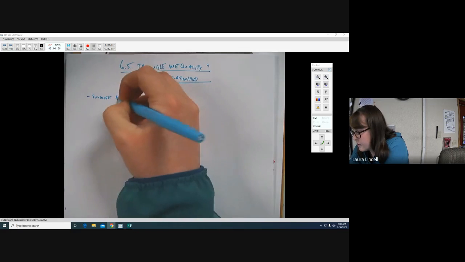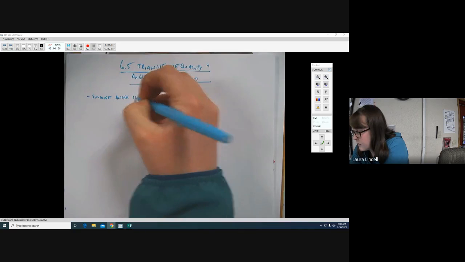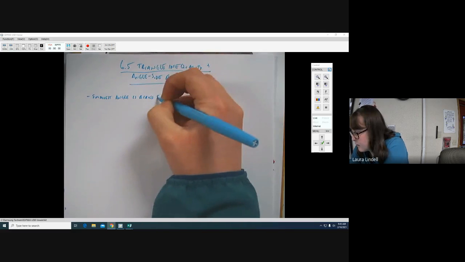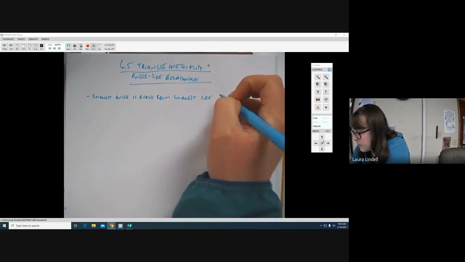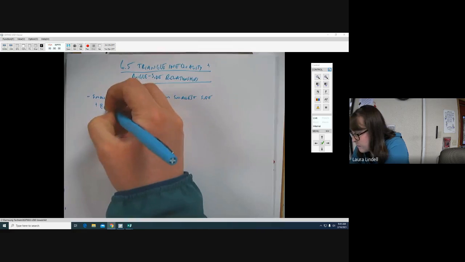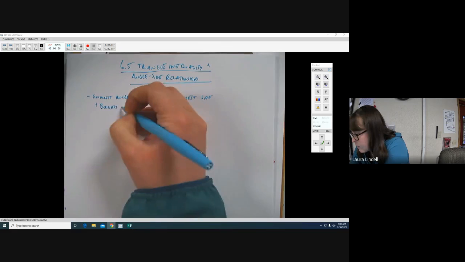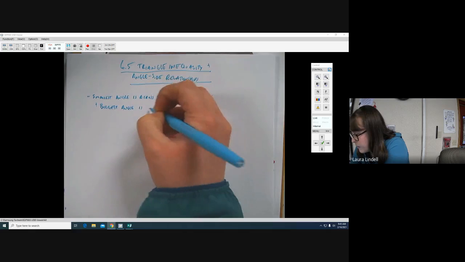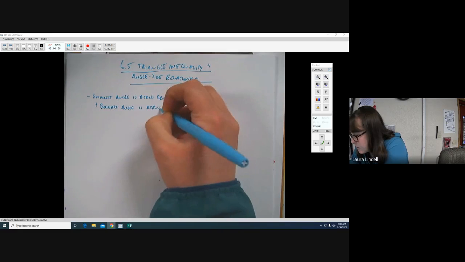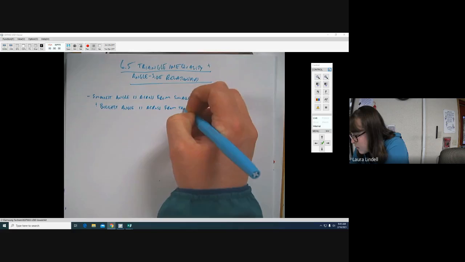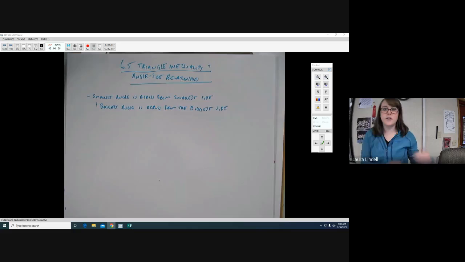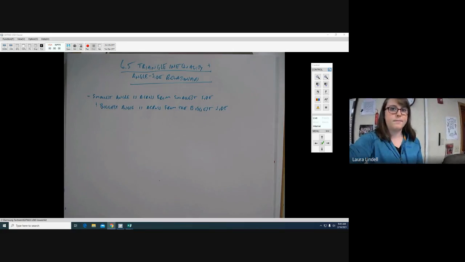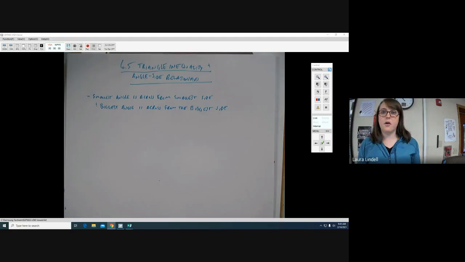Smallest angle is across from the smallest side. And the biggest angle is across from the biggest side. So we can use this to order the sides and the angles of a triangle just by knowing one or the other.